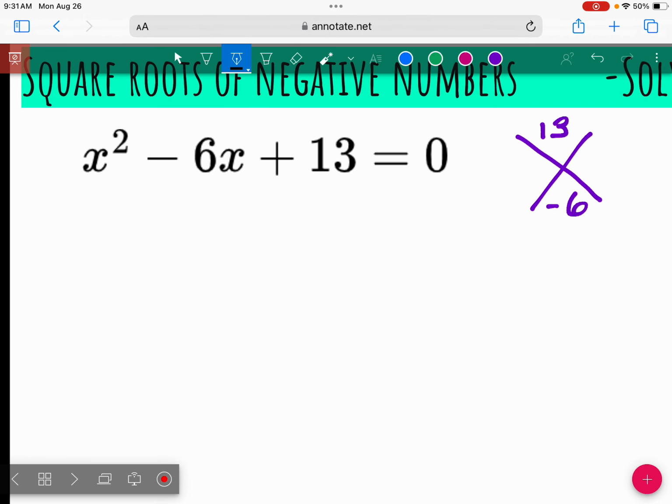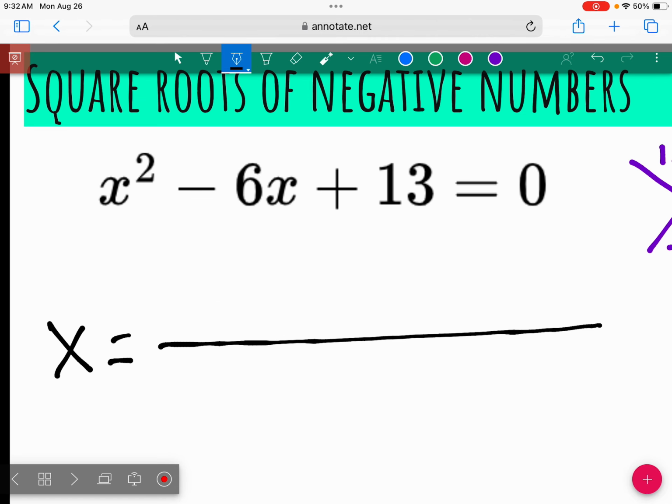So this one doesn't factor, so we can't do factored form. So we're going to use our quadratic formula. X equals -b plus or minus the square root of b squared minus 4ac, divided by 2a. You need to know it. You need to have that memorized.